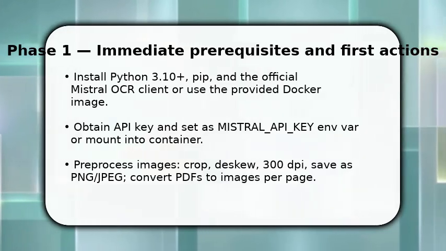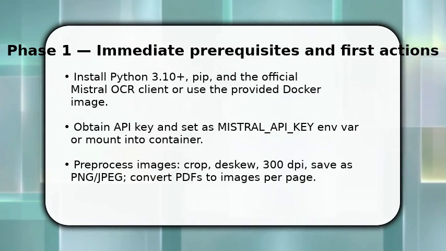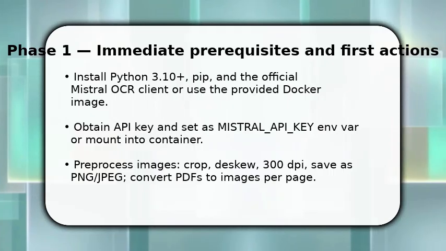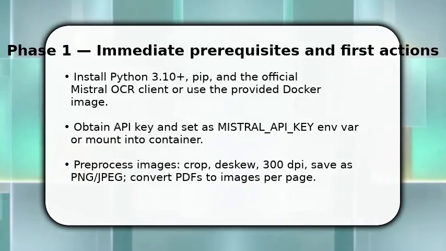Now run a quick test call on one image to confirm connectivity and key permissions before scaling up to batches. That first call validates the whole chain.